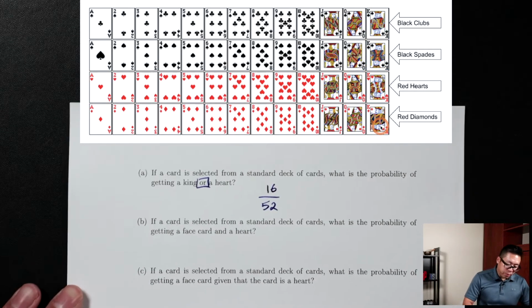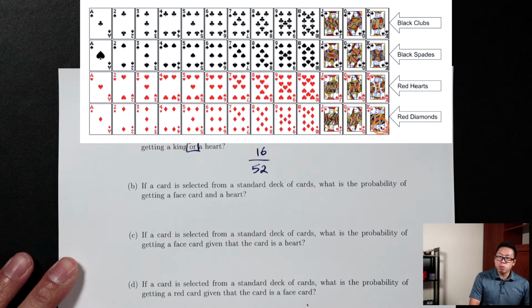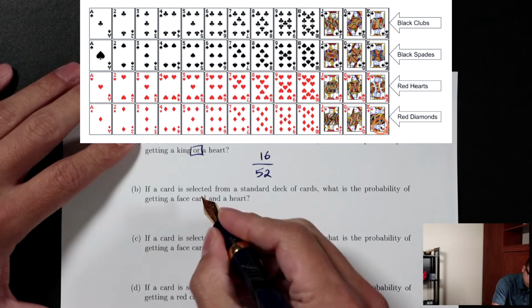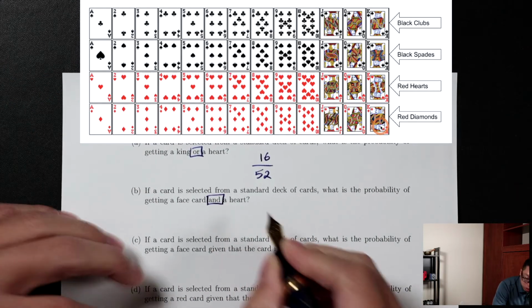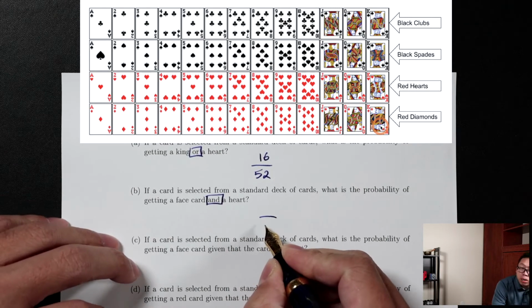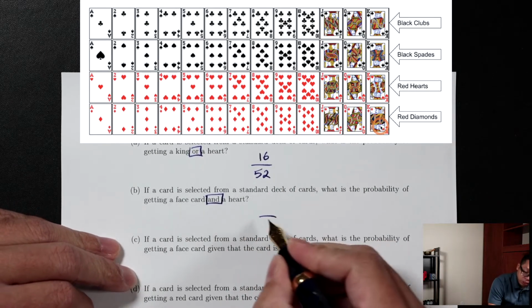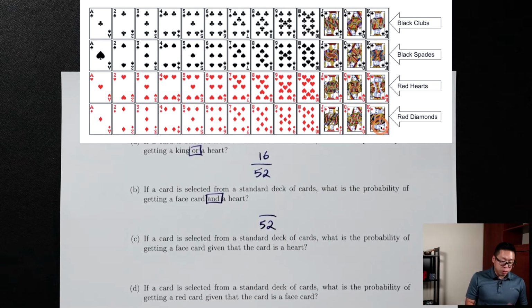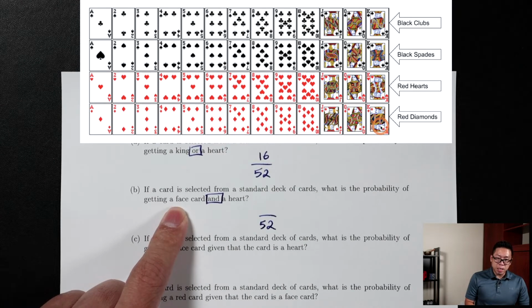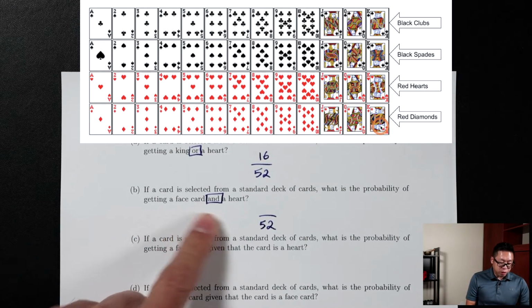Part B, if a card is selected from a standard deck of cards, what's the probability of getting a face card and a heart? Keyword is the word and. Okay, we're talking about a card, that's one fraction. Bottom's going to be how many different cards can we choose from? There's 52 total. And the word and means at the same time. So I want the face cards that are at the same time hearts. So in other words, I want the heart face cards.